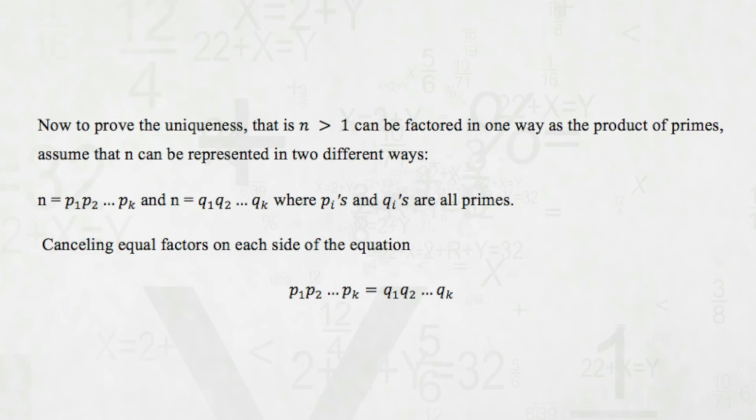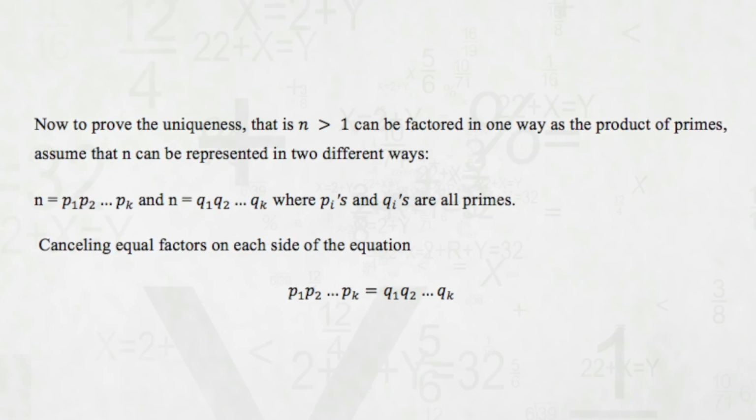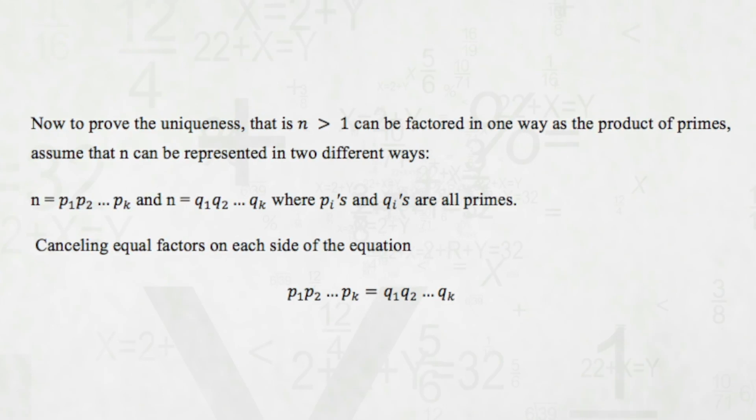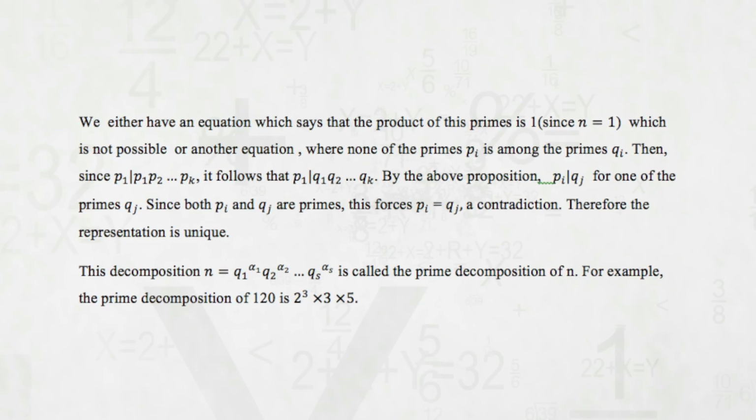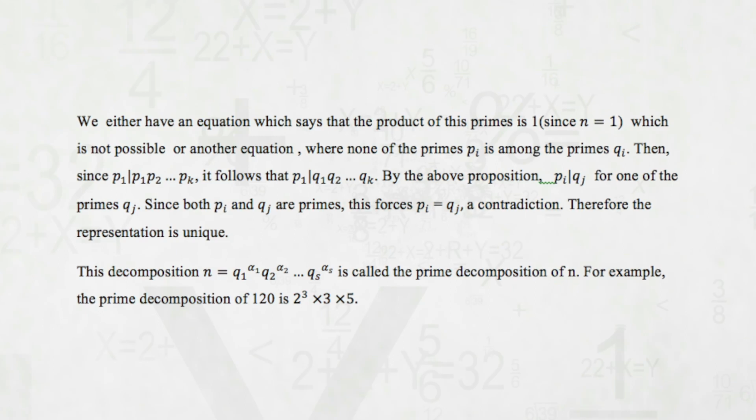Cancelling equal factors on each side of the equation, we get p1 multiplied by p2 etc. pk is equal to q1 q2 etc. up to qk. So this is the equation. We have to cancel on each side. We either have an equation which says that the product of primes is 1, which is not possible, or another equation where none of the primes pi is among the primes qj.